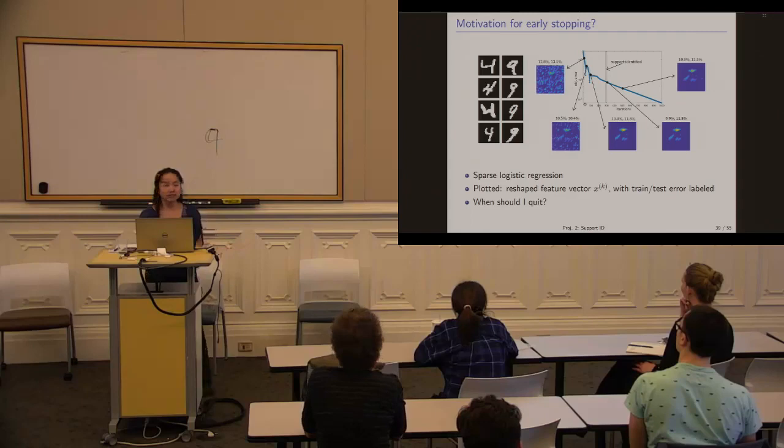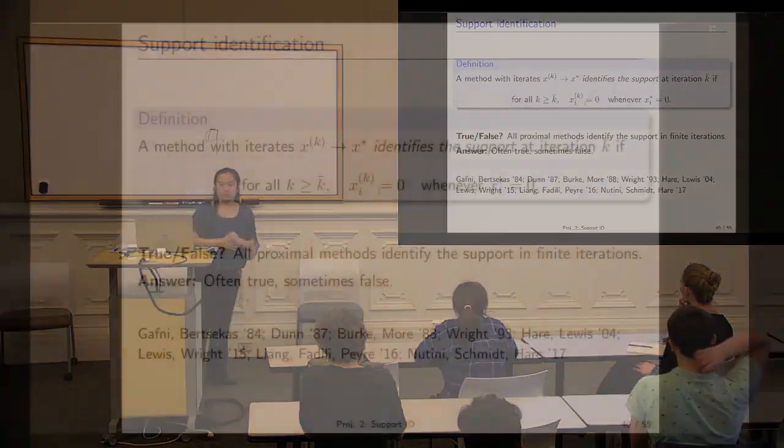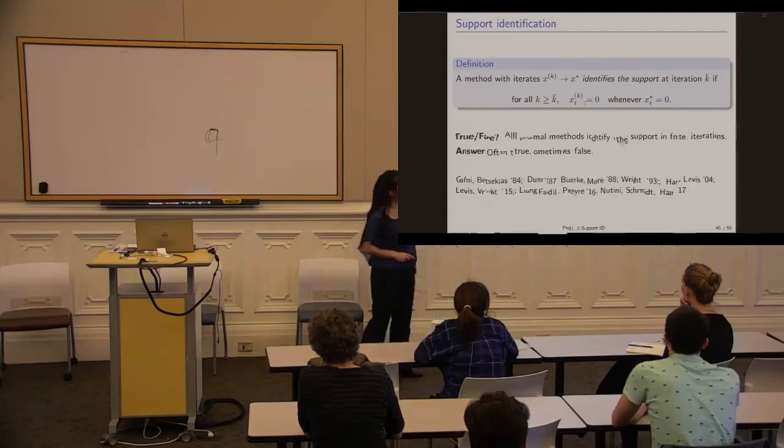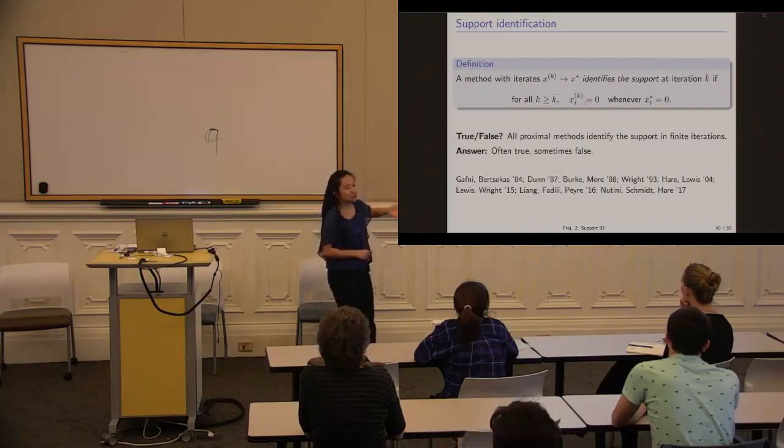Okay, so now we're going to try to characterize all of this mathematically. We're going to say that a method with iterates x^k to x star identifies the support at iteration k bar if for all k greater than k bar, x_i^k is equal to 0 whenever x_i star is equal to 0. This seems like a little bit of a one-sided definition of support, but actually it's the side that we can prove.